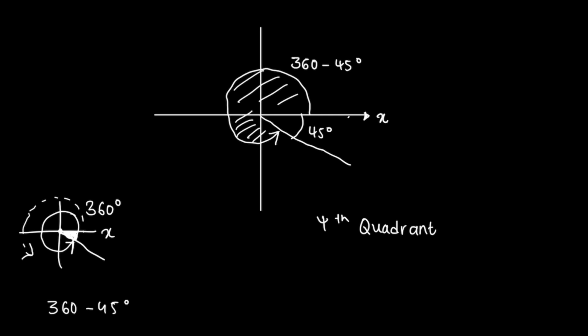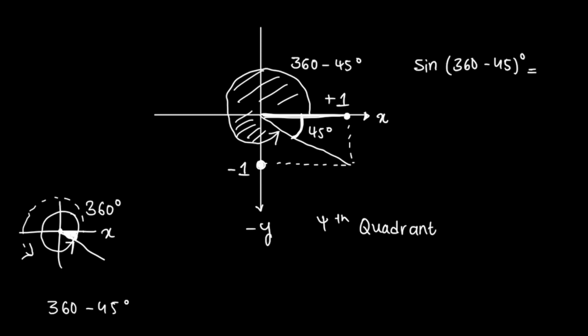Now that that's done, once again we have to determine the x and y coordinates. Like before, since the angle is 45 degrees from the line, it's going to be +1 on the positive x-axis and -1 on the negative y-axis. Now let's find sine of 360 minus 45 degrees. We know that sine is opposite by hypotenuse. The opposite in this case is -1. The hypotenuse is root 2, and we get that from the root of +1 squared plus -1 squared.